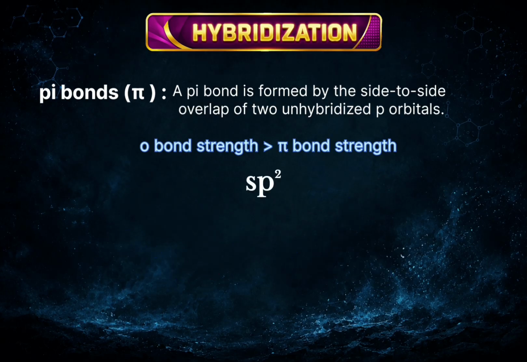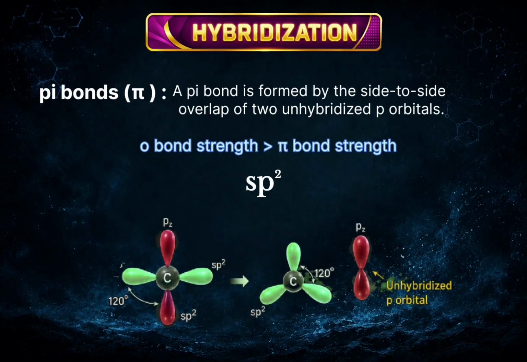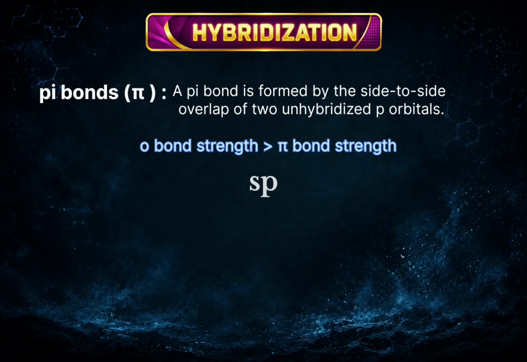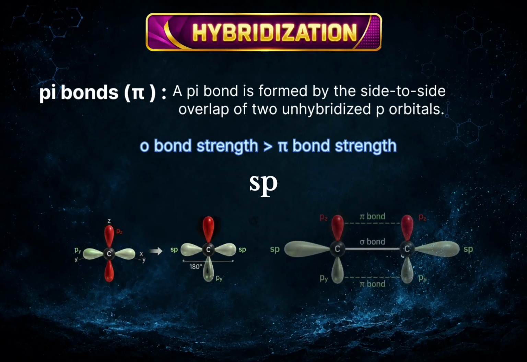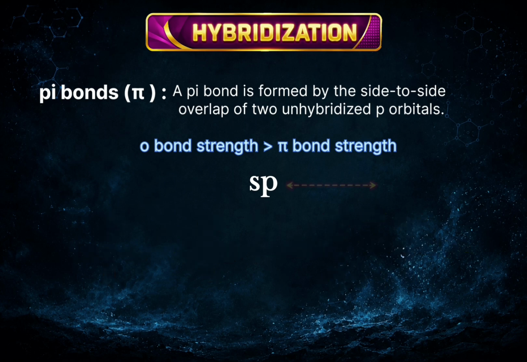In sp² hybridization, one p orbital remains unhybridized. That remaining p orbital can form one pi bond. That's why sp² hybridization is commonly associated with double bonds. And in sp hybridization, two p orbitals remain unhybridized. Those two p orbitals can form two pi bonds. That's why sp hybridization is commonly associated with triple bonds.